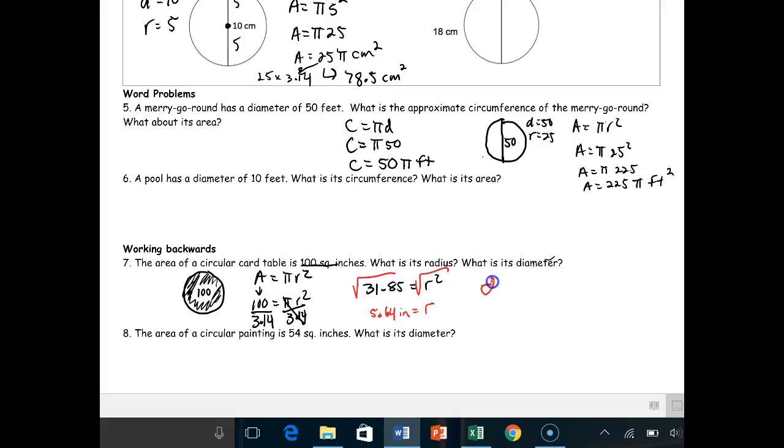So then how do I find my diameter? Well, the diameter is twice the radius, right? So using that logic, diameter is equal to 2 times 5.64, and you get 11.28 for the diameter, and this is also just inches, right?